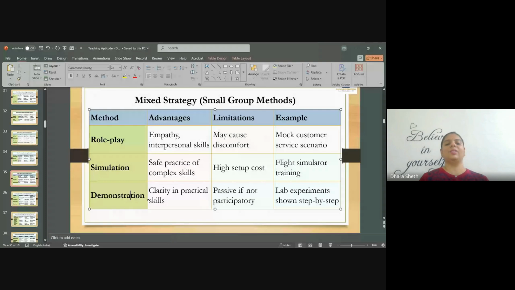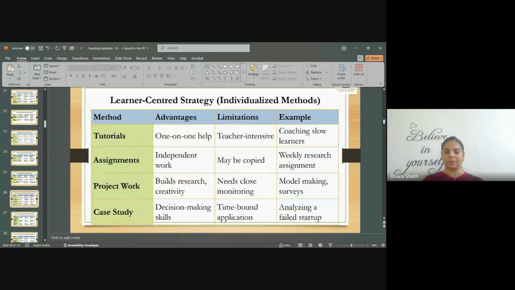Demonstration is what we call practicals, where the teacher shows how things are done and then the students copy. So when it is shown, not just spoken, that first you do this, then you do this, the learning is better. Like lab experiments shown step by step. So these are mixed strategies.